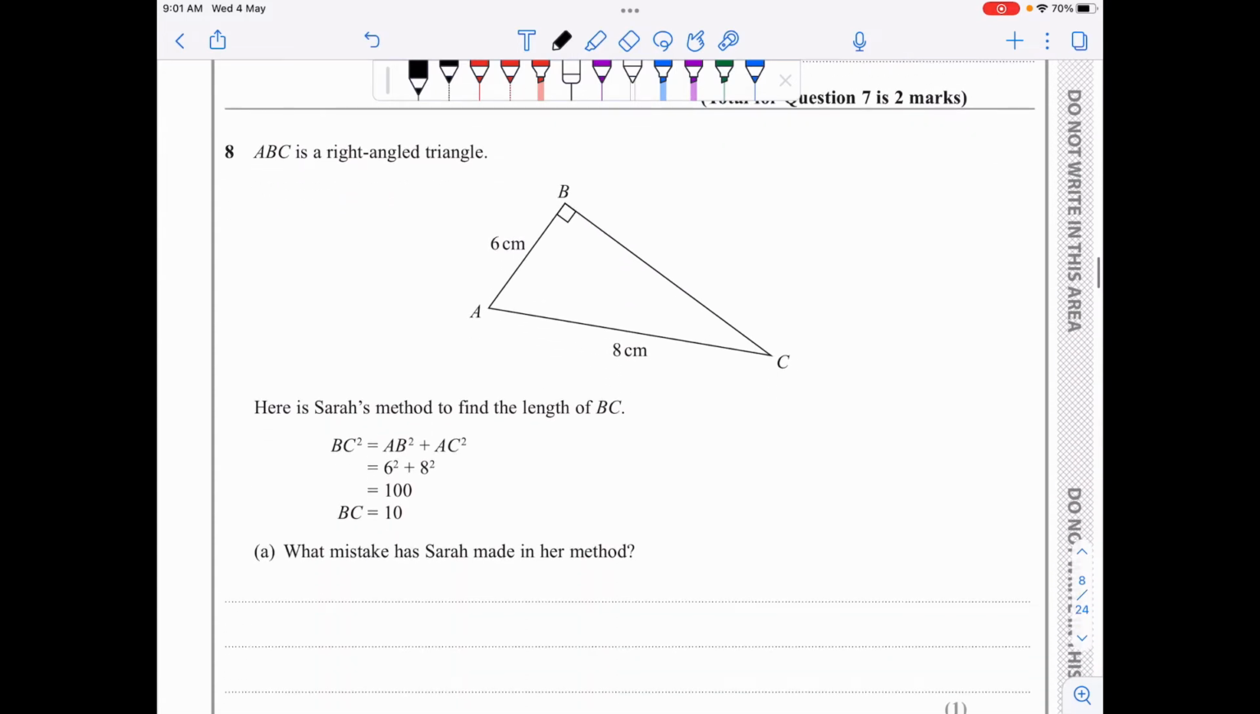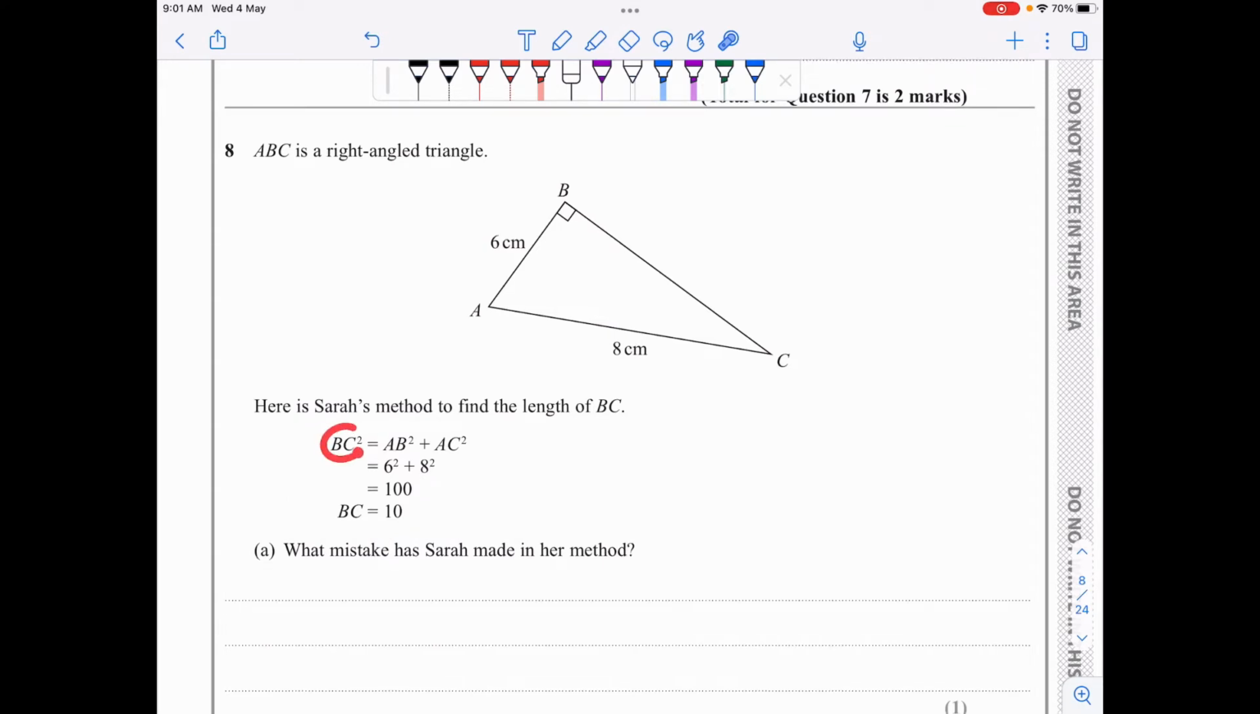And then question 8, ABC is a right angle triangle, and AB is 6 centimeters, AC is 8 centimeters, and Sarah has provided this working out to find BC. What's the mistake that she made in her method? Well, if you look at her method, she said that BC squared is AB squared plus AC squared.